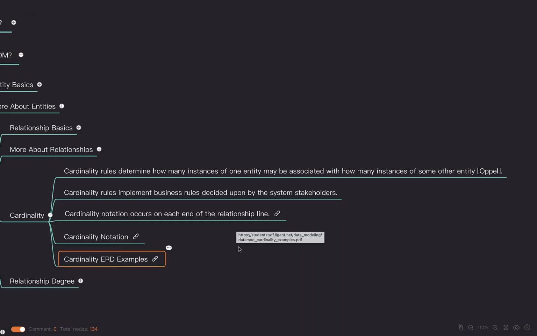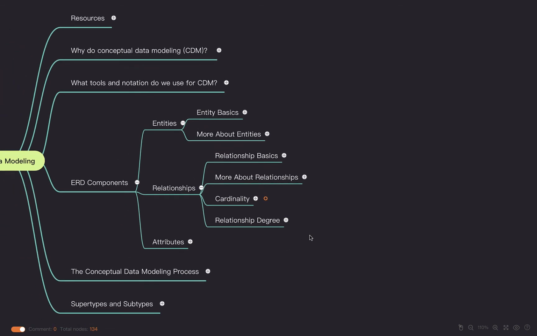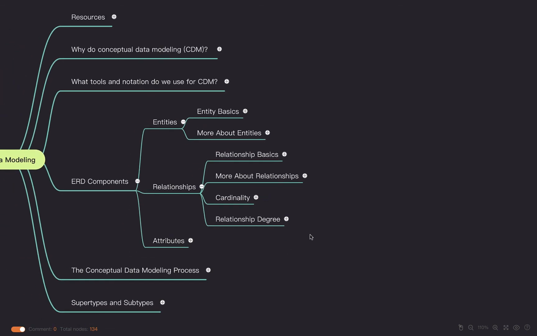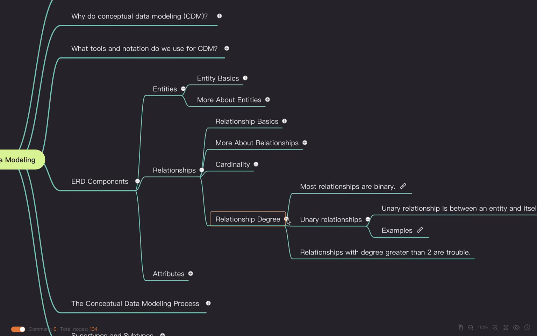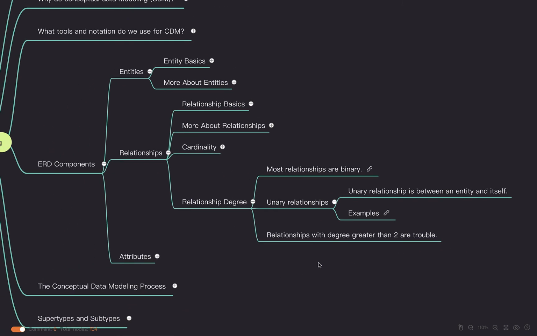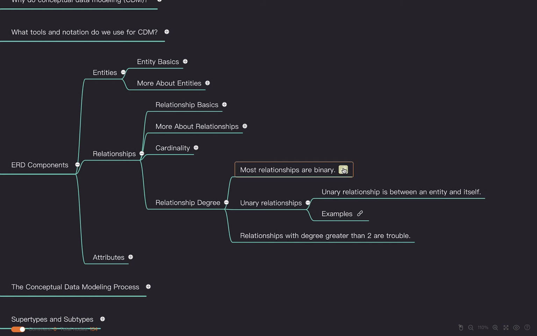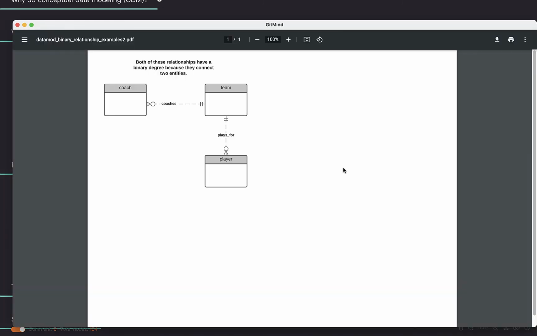Oh, so that's cardinality. Okay. And let's talk about one more thing here before we break the recording. Okay, we're going to talk about relationship degree. What do we mean by degree? Okay. Well, what we mean by relationship degree is how many entities are connected by a relationship.